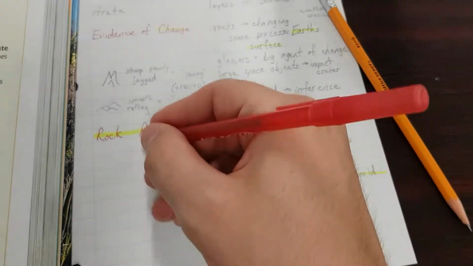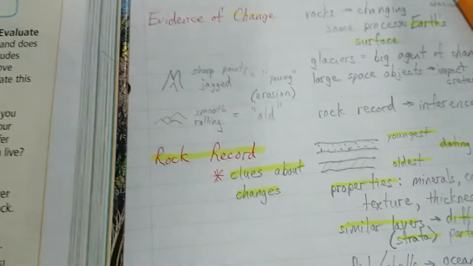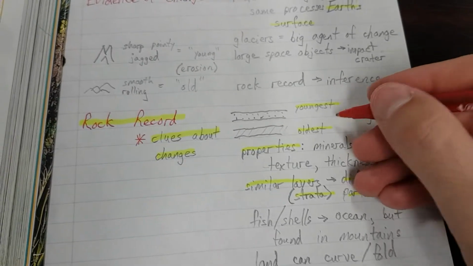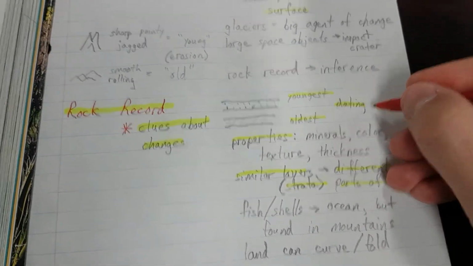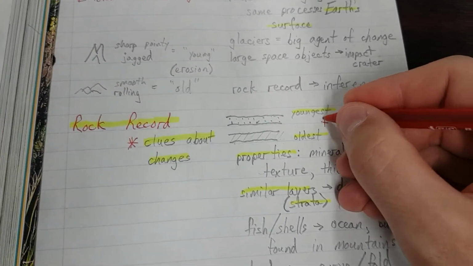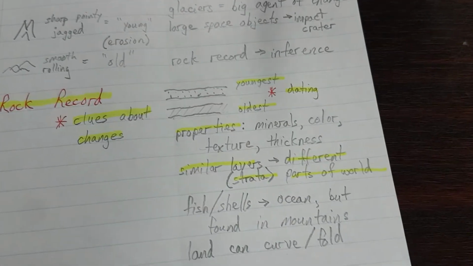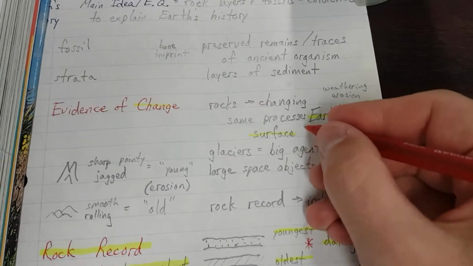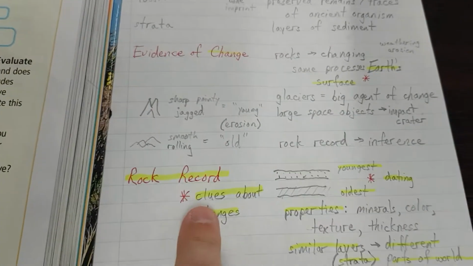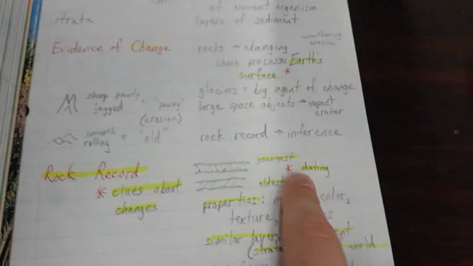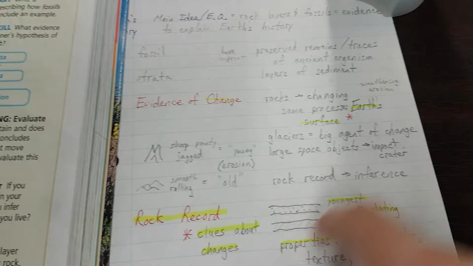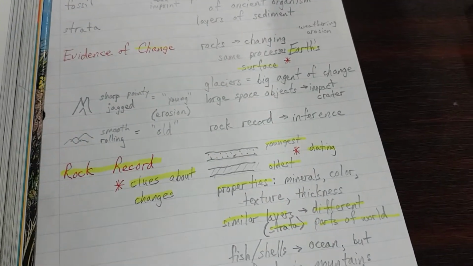So I think the most important stuff is over here, that the rock record gives clues about changes. One of those clues is about how old something is, or dating it. The youngest things tend to be on top and the oldest things tend to be on the bottom. And then they're giving us clues about the Earth's surface. So I starred rock record, clues about changes, dating youngest oldest, and Earth's surface. That's what I'm going to use for my summary paragraph.